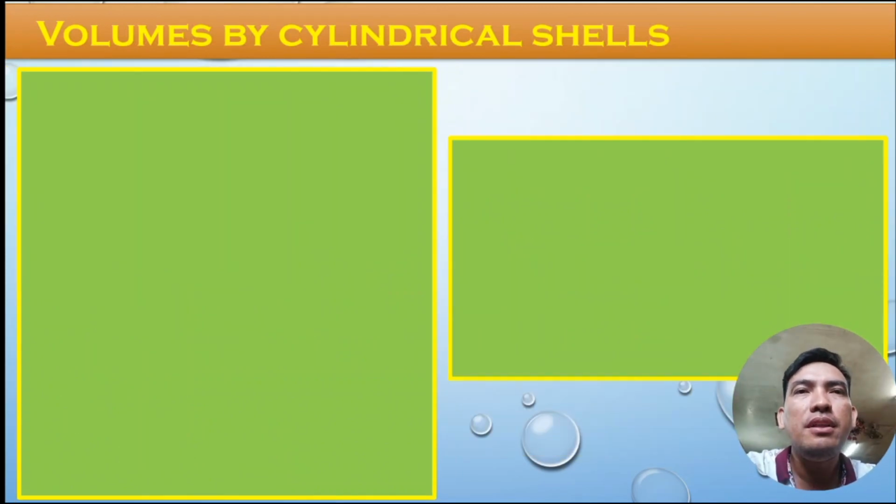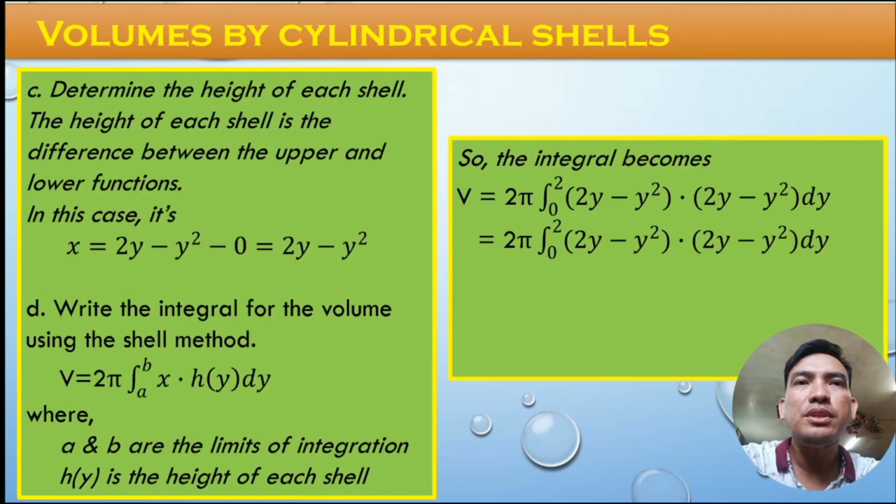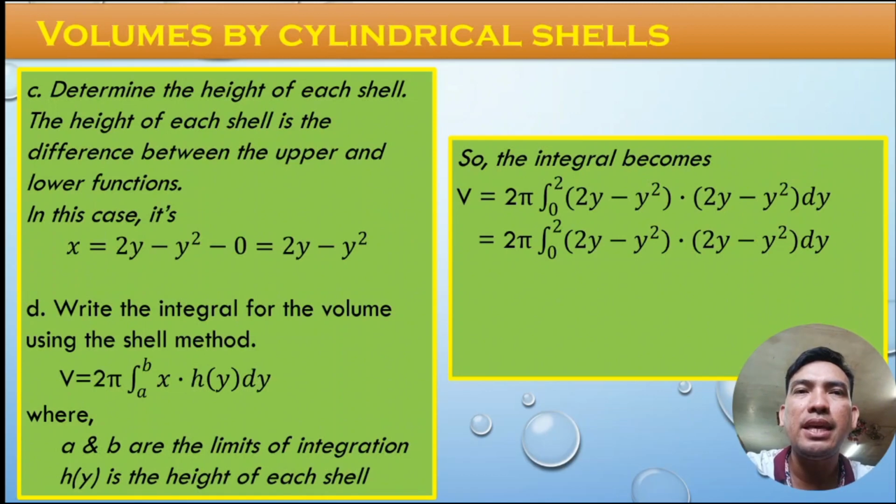Now moving on, to finally get the answer to this problem, we are going to determine also the height of each shell. The height of each shell is the difference between the upper and the lower functions. In this case, it's x is equal to 2y minus y squared minus 0, which is equal to 2y minus y squared.